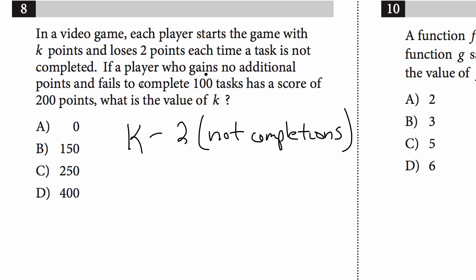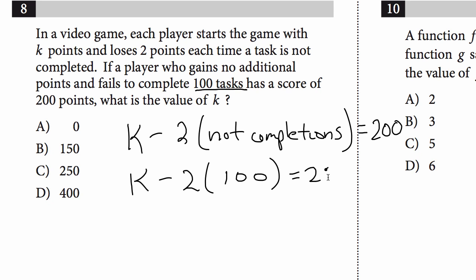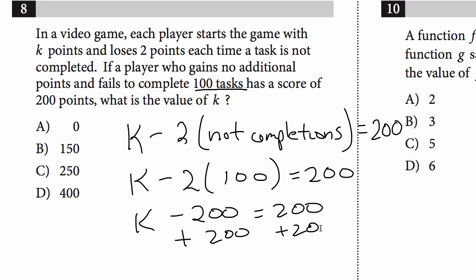That's kind of the formula that you want. If the player who gains no additional points and fails to complete 100 tasks has a score of 200. So at the end of this, he gets a score of 200. And he didn't complete, so now we're just plugging into our formula. He failed to complete 100 tasks. So we don't know what he starts with. It's 2 times how many times he doesn't complete it. That's 100. And our final answer, he has 200 points. So this is just K minus 200 equals 200. We'll add 200, add 200, and you could probably already stop doing the math, but I'll write it out for you. His starting value is 400.